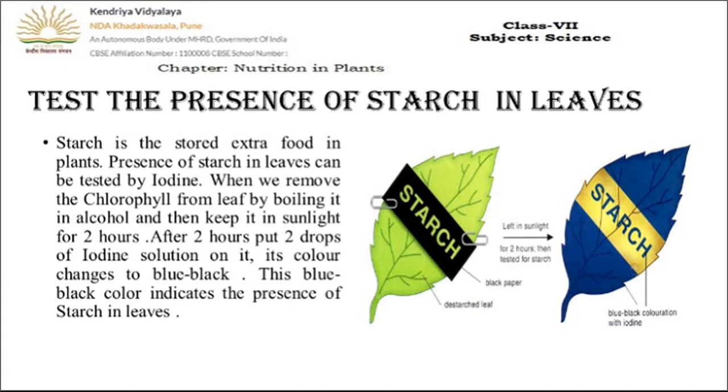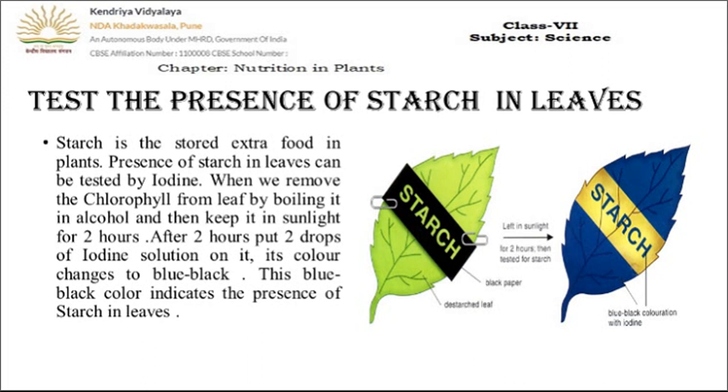Now, we have to take a leaf as shown in the picture, and this leaf is boiled in water to remove the chlorophyll. Why do we need to remove the chlorophyll? To de-starch the leaf. As we boil this leaf in hot water, what will happen? Its color fades.